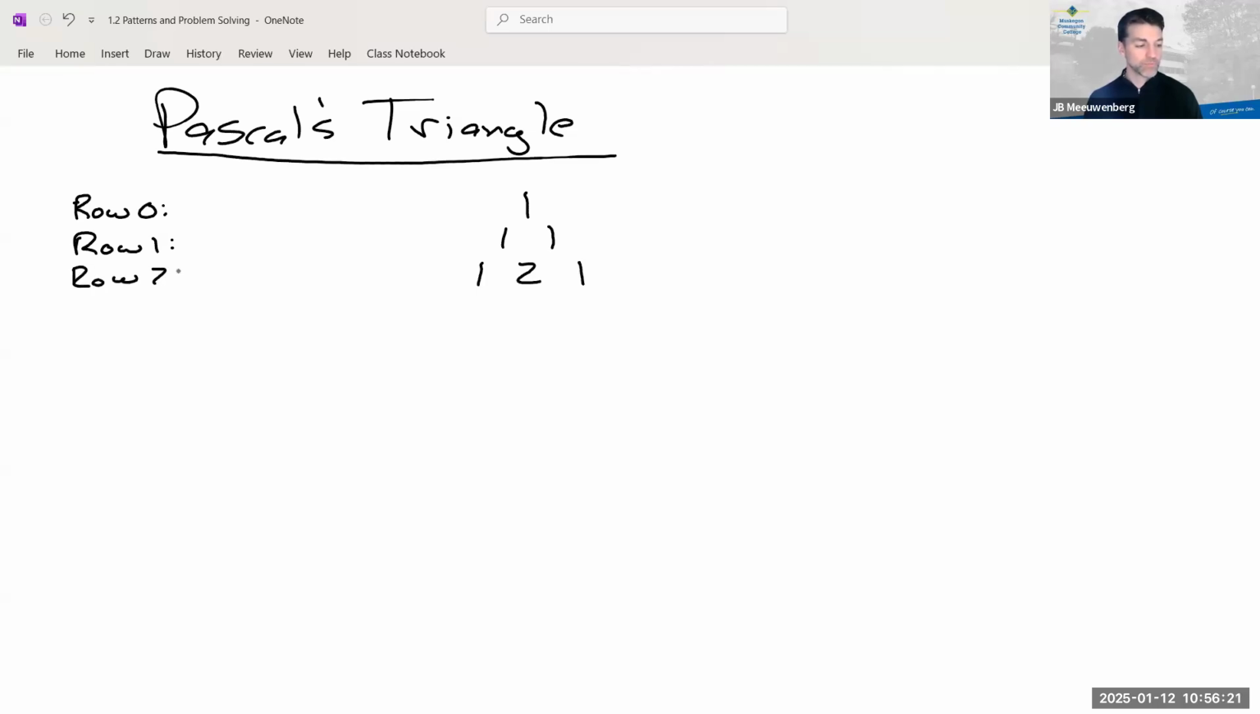That's in row 2. Below that, we will have 1, 3, 3, and 1. That's row 3. And in row 4, we will have 1, 4, 6, 4, and 1. So pause the video and see if you can observe the pattern and write down the next 3 rows. I will go ahead and pause the video, and then I'll continue momentarily.